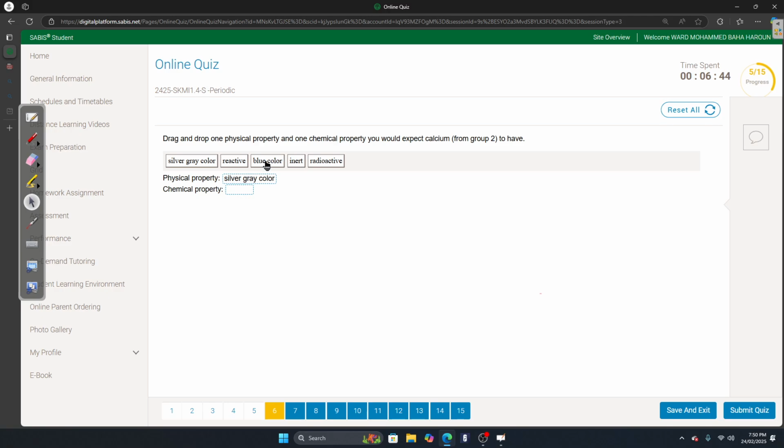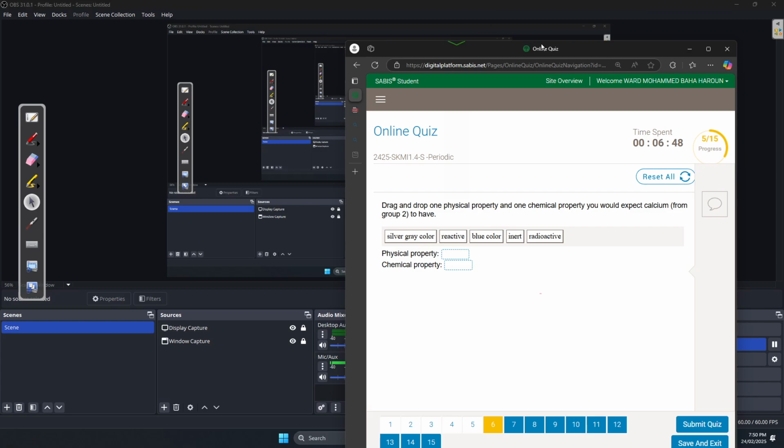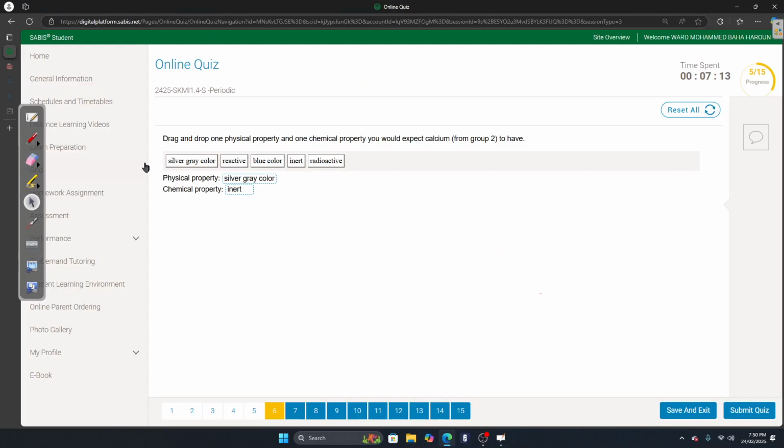Silver gray color. Or like blue. Calcium. Oh, okay. Calcium is an alkali earth metal, which are usually gray in color, and the chemical property for it is, I think it's not reactive, it's stable. Inert. Right? I think it is. Let me check.